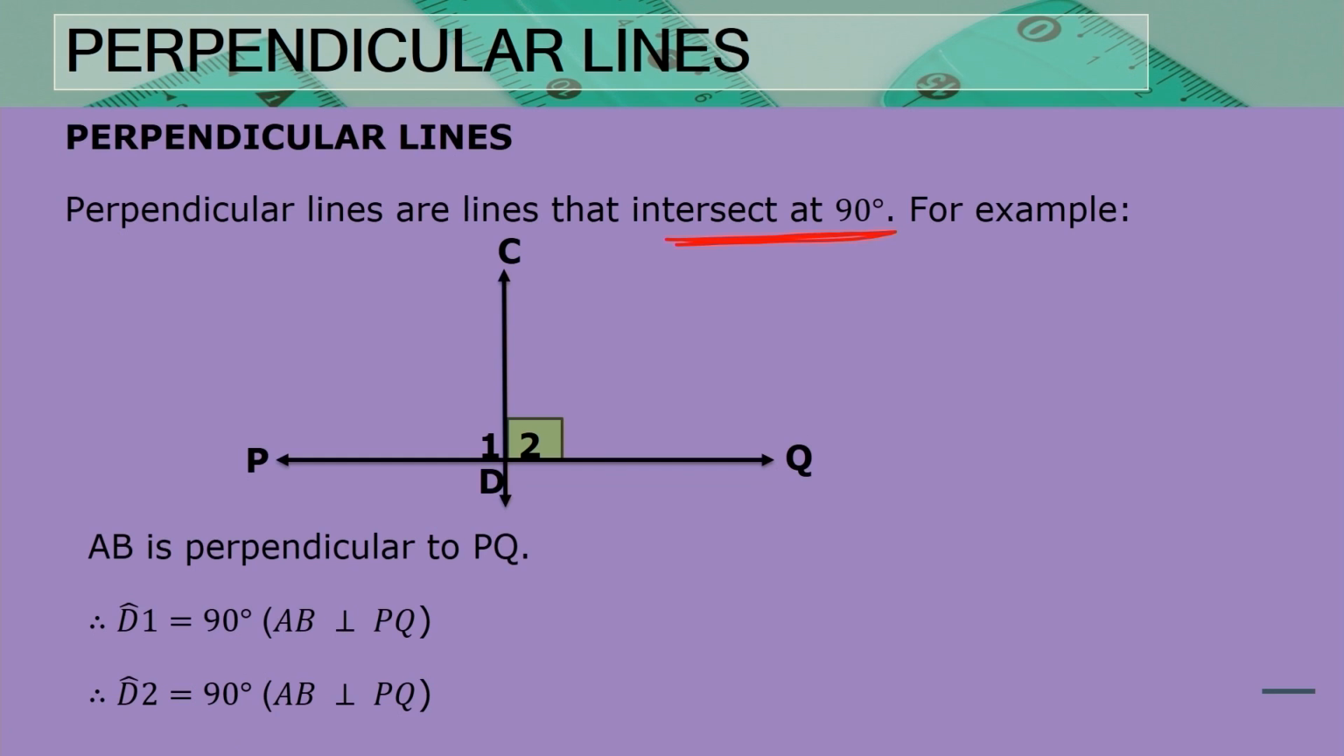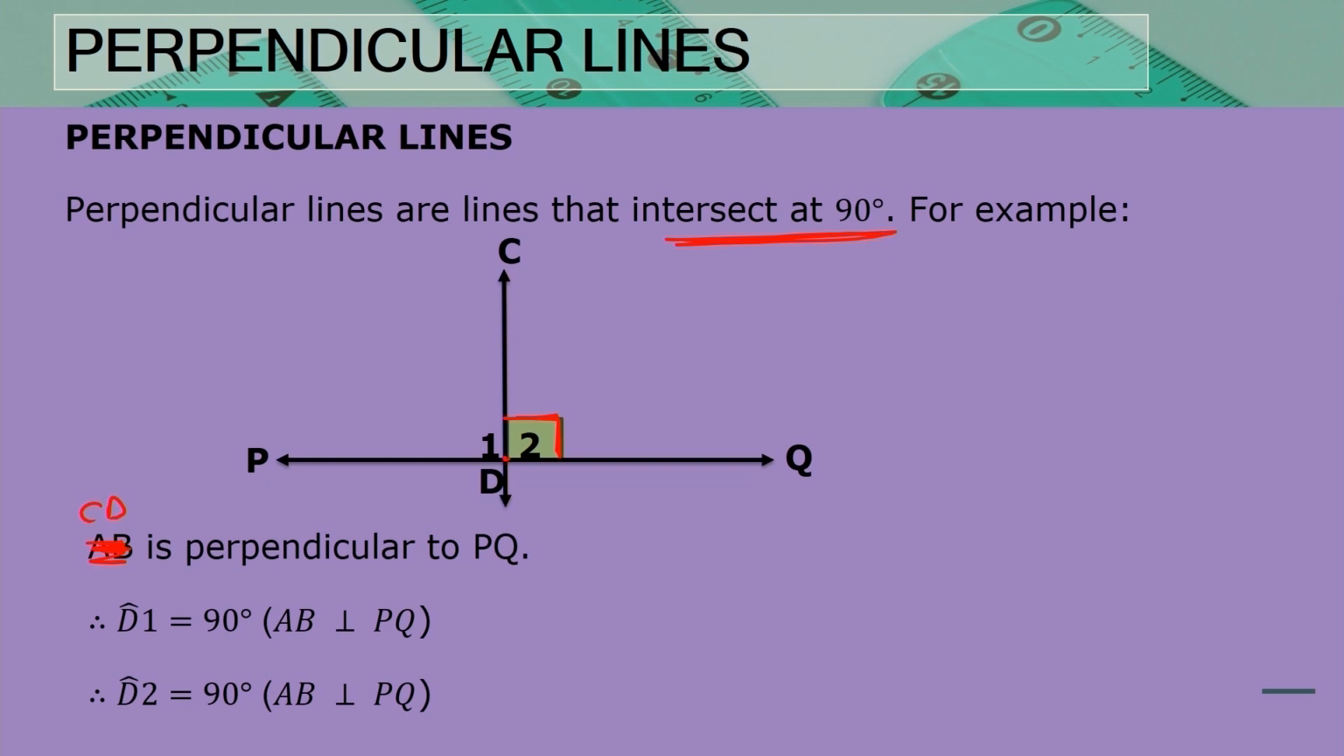So for example, we have the CD, so it's CD, not AB. So we have line CD, and it is perpendicular to PQ. And because they're perpendicular, where they intersect it forms 90 degrees. So them intersecting at 90 degrees means that they are perpendicular.